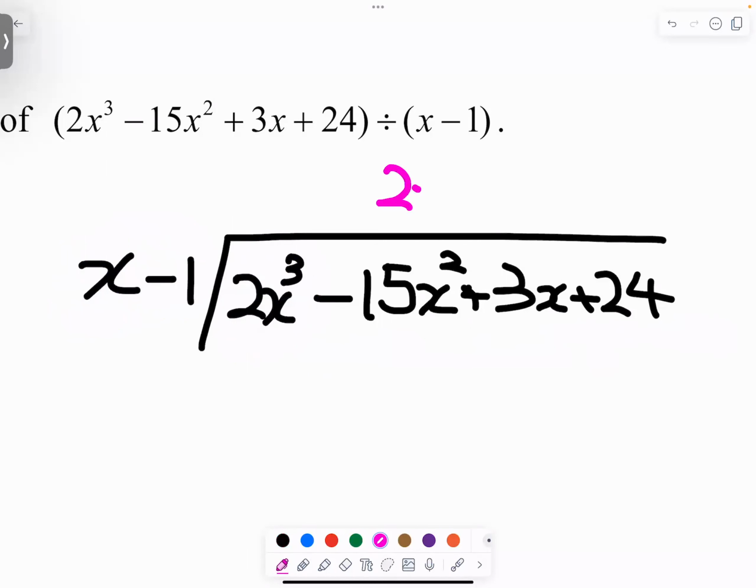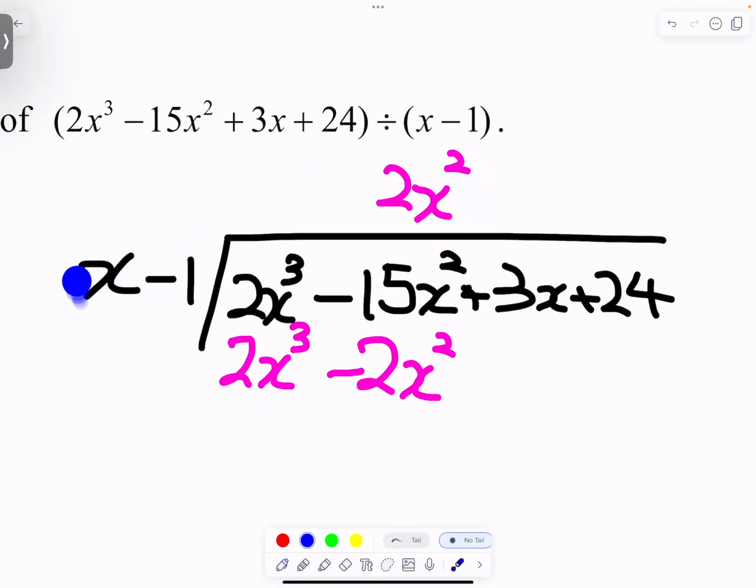X times 2x squared. So x times 2x squared is 2x cubed. But we can't leave this alone, so this also needs to be done with this one. So negative 1 times 2x squared, we get negative 2x squared.